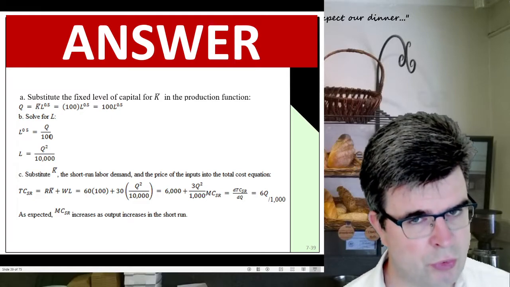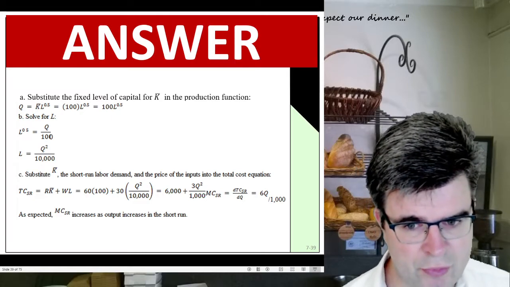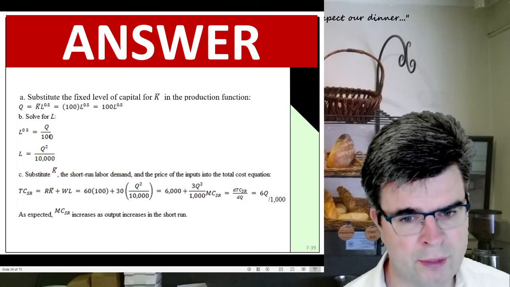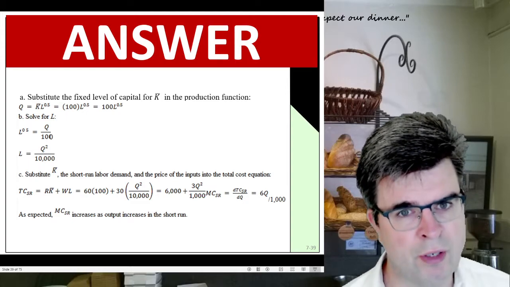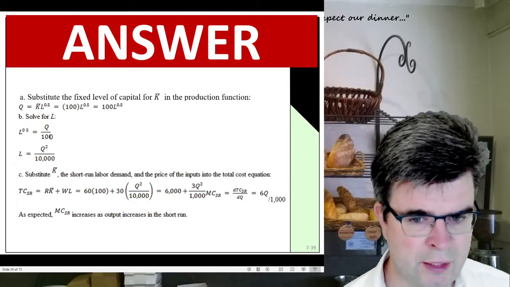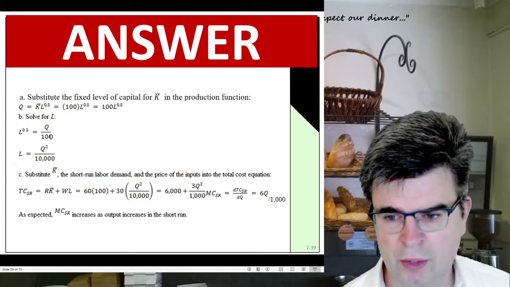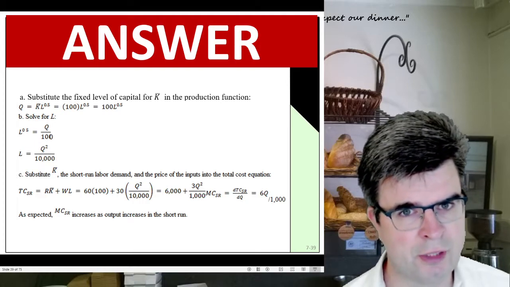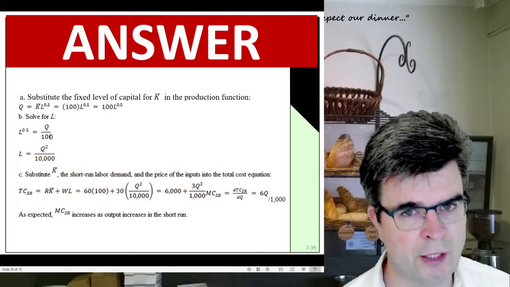To arrive at the short run marginal cost function, we take the derivative of this function with respect to Q. That gives us 6Q divided by 1,000. And as you can see, this is positive in Q. So the short run marginal cost increases as the output Q increases.